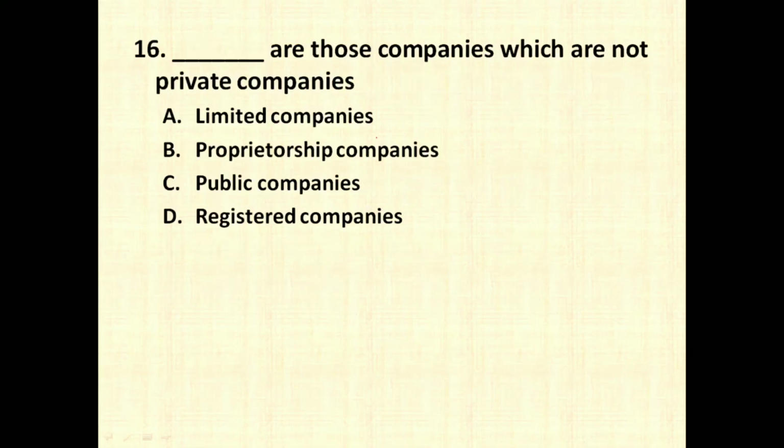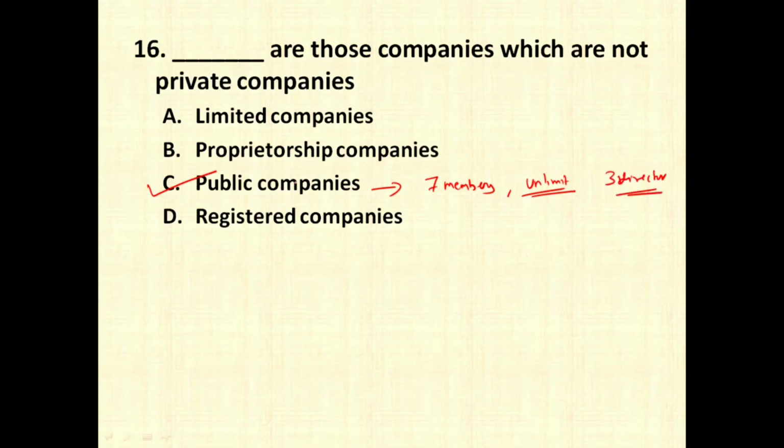Dash are those companies which are not private companies: limited companies, proprietorship companies, public companies, registered companies. So again a very simple question. Public companies are companies which are not private companies. So public company is a company where minimum you require 7 members and maximum the limit is unlimited, right? There will be unlimited number of members in public companies, no restriction on the numbers, and there should be minimum 3 directors in a public limited company.